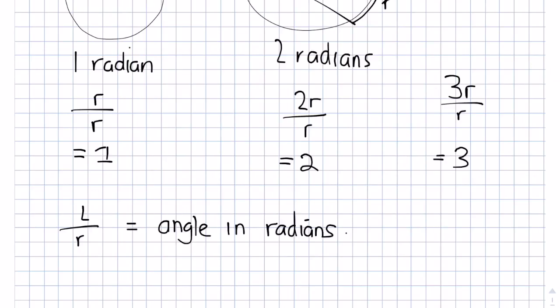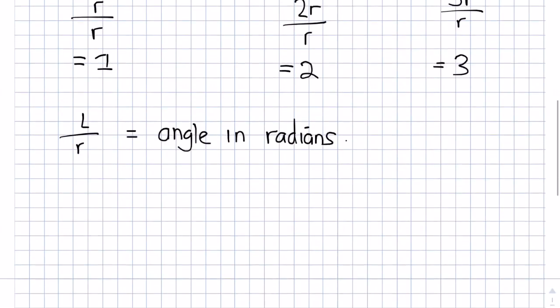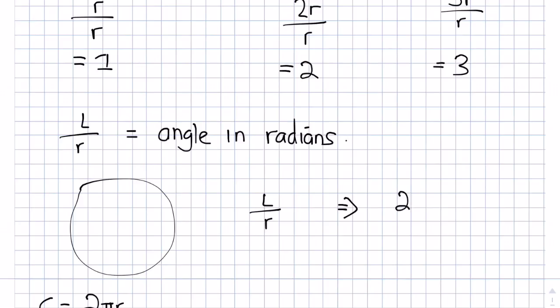Now just try and remember, this is a revision video. I'm not teaching you this for the first time. This is revision for the Leaving Cert. So the length of the arc divided by the radius gives me the angle in radians. You all know from Junior Cert that the circumference of a full circle is 2 pi r. So the length divided by the radius would be 2 pi r divided by r, which gives us 2 pi. So the angle of a full circle is 2 pi radians.